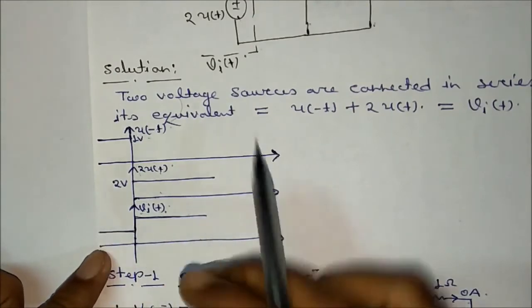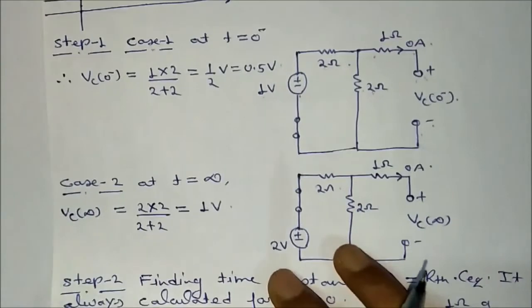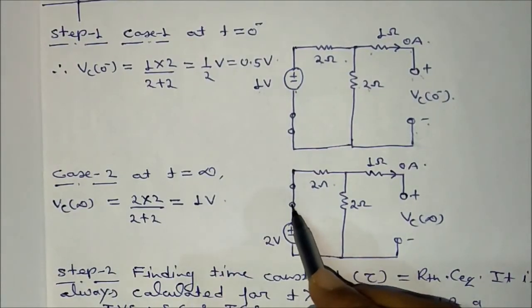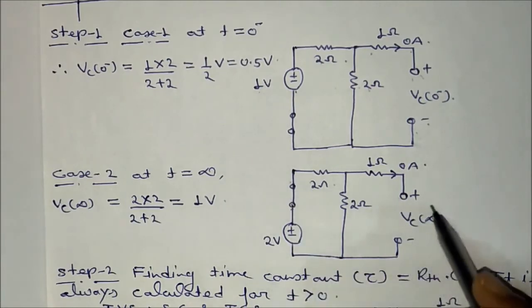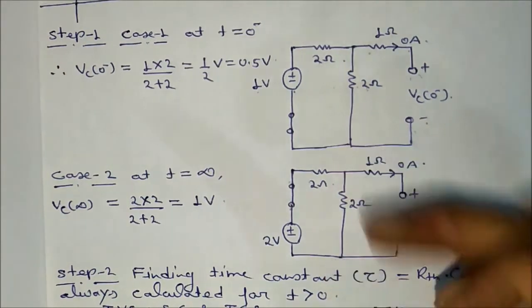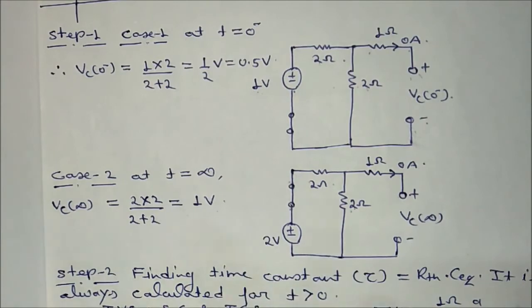Similarly, at t equal to infinity, the input voltage is equal to 2 volt. So I have replaced this with 2 volt. This signal is not defined for t greater than 0, so it is 0, and this will be open circuited. VC(infinity) will again be the voltage across this 2 ohm. This can be calculated as 2 into 2 divided by 4, that is equal to 1 volt.